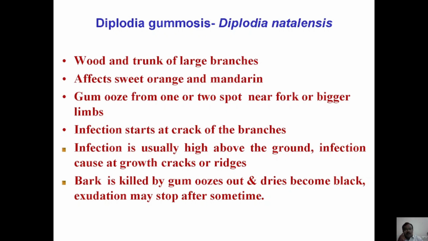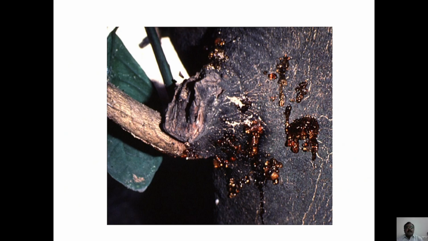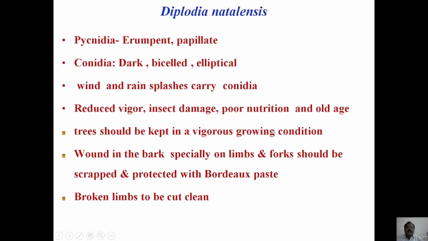And then the infection starts at the crack on the branches and spreads to above ground level. The infection causes growth cracks or ridges on the stem of affected trees, and the bark is also killed due to gummy exudation and dries up. Finally, black exudation may come out from the cracks of severely infected trees, and this is the gummy exudation due to the dry root rot, that is Diplodia natalensis.